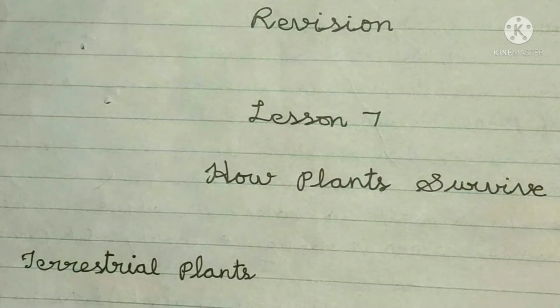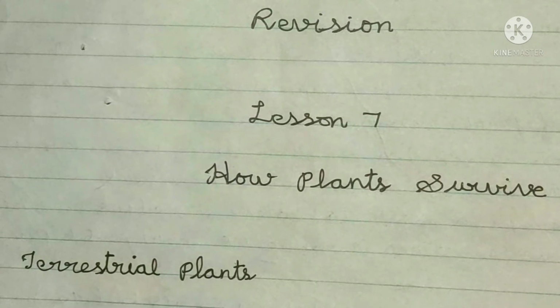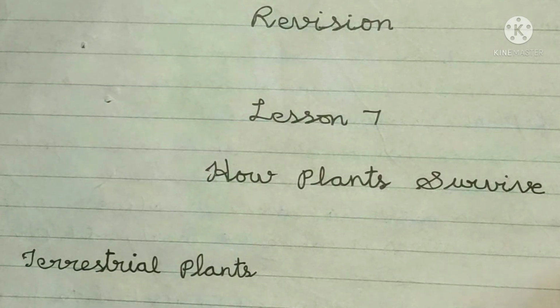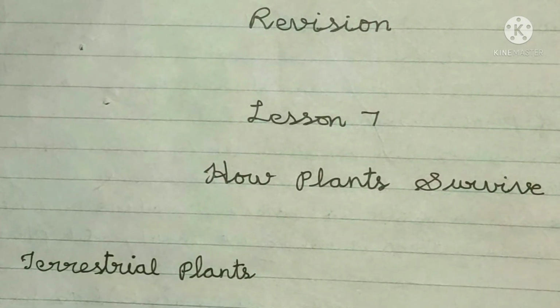Children, why do we find different kinds of plants in different areas? Because plants need to adjust to the new living conditions of that area to live there. Okay. Now let us revise the features of plants found on land.